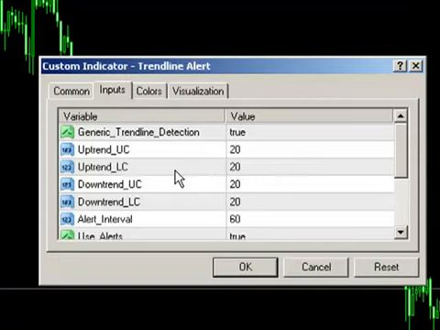So we can see here a range of external input parameters. This system can work with two types of trend line. The first type is generic trend lines, where a trader just draws any trend line they want on the chart, and the indicator will then, if the generic trend line detection parameter is set to true, scan price action around any trend line and alert the trader if price action is within a specified threshold of that trend line.